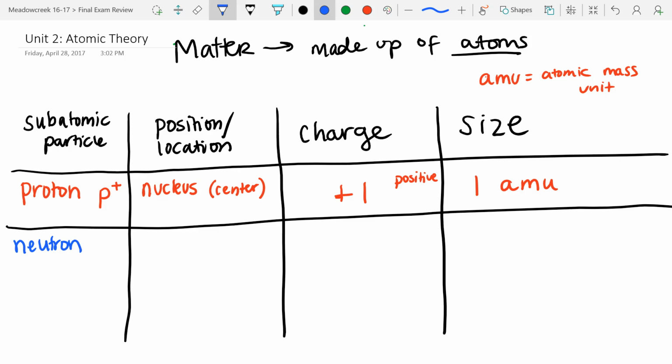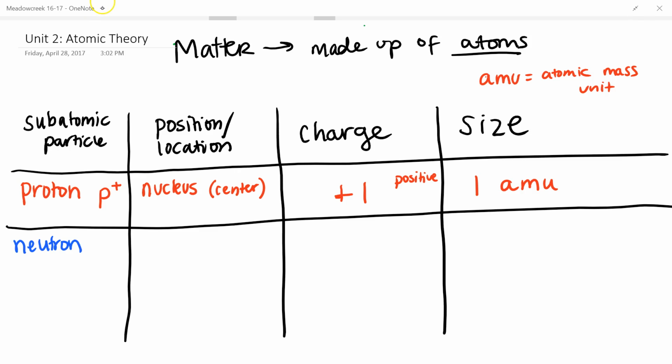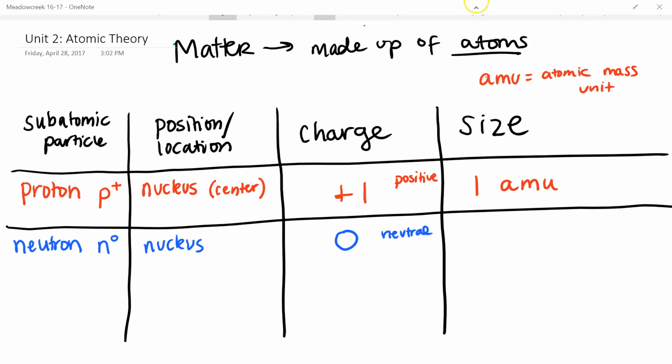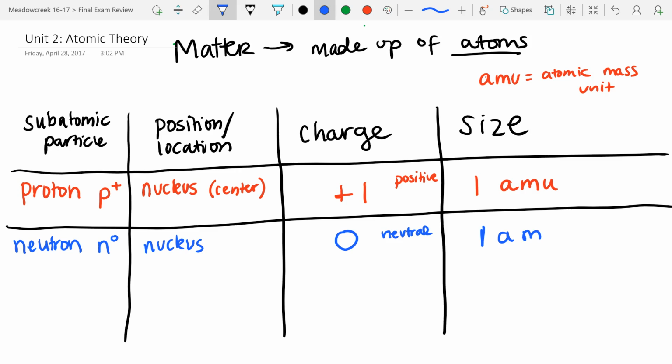The symbol for the neutron is a lowercase n with a 0 as its exponent, and you'll find out why in a moment. It is also located in the nucleus. It has no charge, so it is neutral. That's why it's got that 0 as an exponent. It's got no charge, and its size is roughly the same size as a proton. It is 1 AMU. So all right, we've got protons, we've got neutrons.